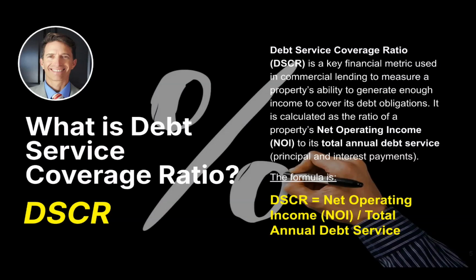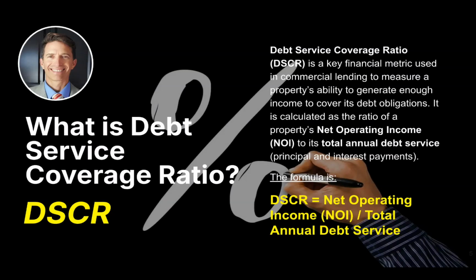Now we need to go over some basic terminology. So let's go over one of the most important terms. What is debt service coverage ratio, or DSCR? Well, it's a key financial metric used in commercial lending to measure a property's ability to generate enough income to cover its debt obligations. And in residential, this is called DTI, or debt to income ratio. In commercial lending, this is called debt service coverage ratio.